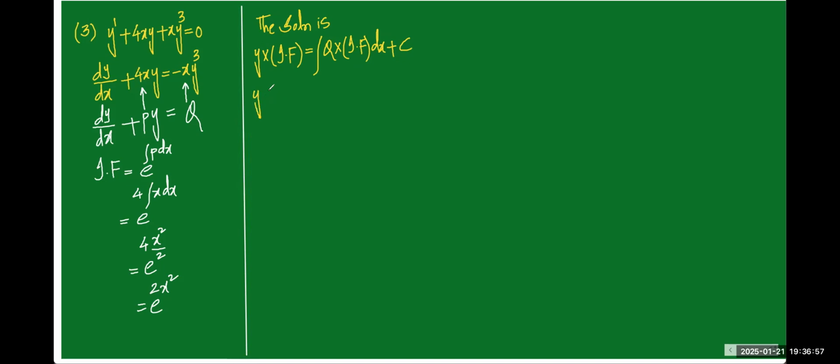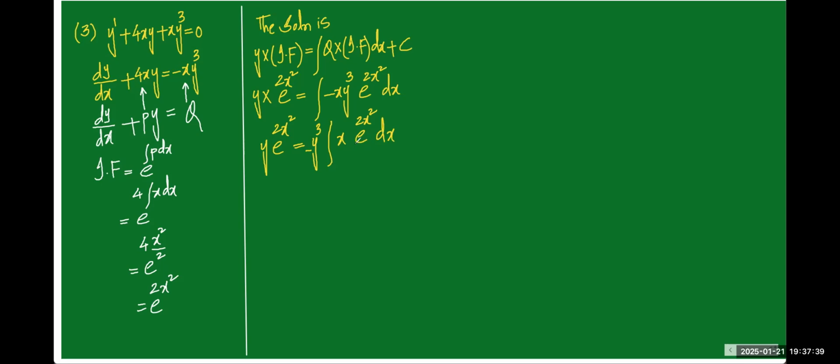Y into integrating factor, we are getting as e power 2x square, is equal to integral of q value, which is minus xy cube, into integrating factor e power 2x square dx. We should add the constant later on. Y into e power 2x square is equal to, since we are integrating with respect to x, there is no work for y. So along with the minus sign, we can pull it out. We are getting x into e power 2x square dx.